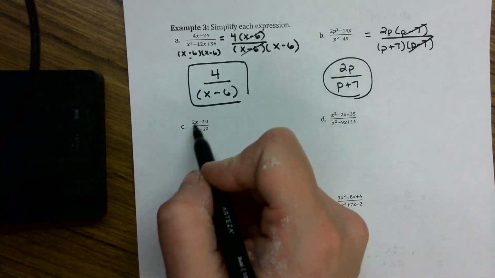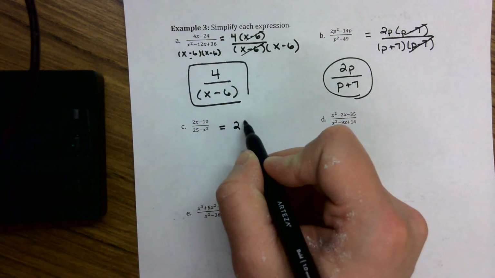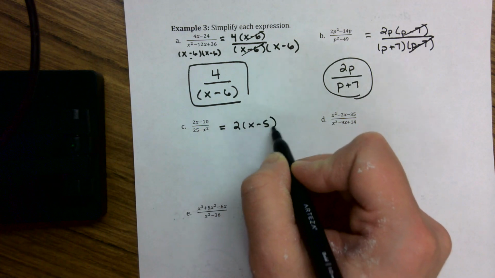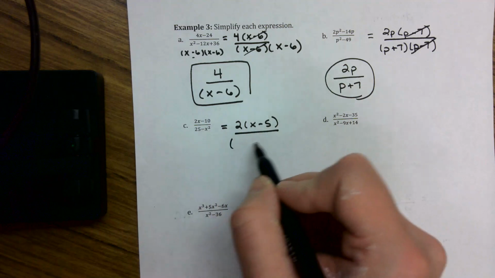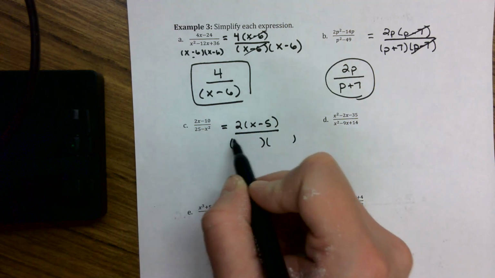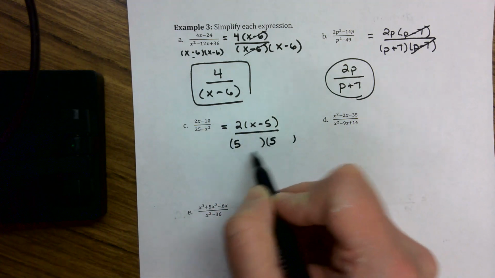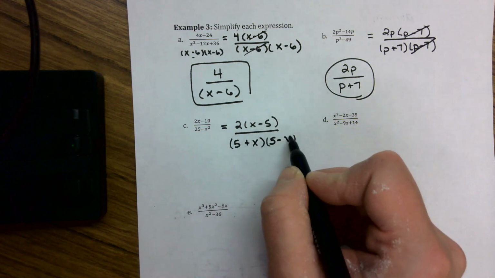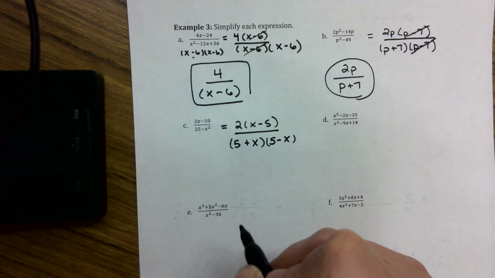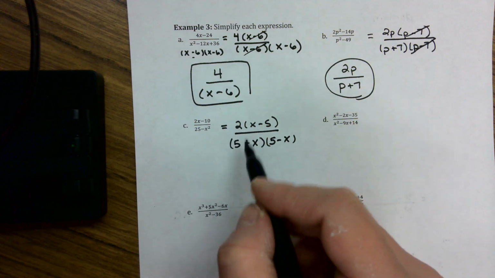Here, are there any GCFs? There is. There's a 2, so I'm going to take the 2 out. And on the bottom, there's not a GCF, but once again, it's the difference of 2 perfect squares. The square root of 25 is 5. One's positive, one's negative, for x times x. So is anything in common?